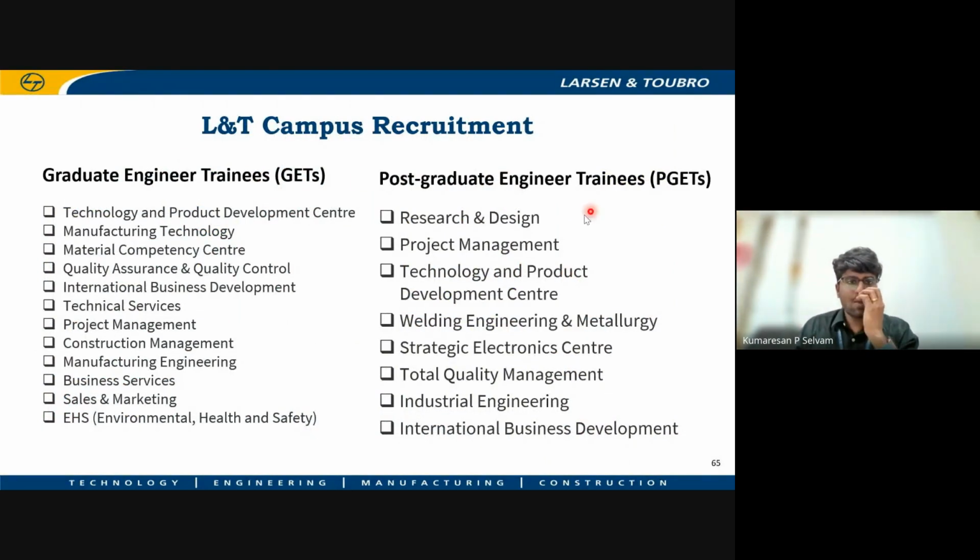And coming to campus recruitment, L&T takes GETs and PGETs. GETs are those who have completed bachelors in engineering. There are various opportunities in L&T Construction. Once they come for campus recruitment, they will take you either as a GET or as postgraduate engineer trainees, those who have completed masters. These are just a glimpse of some departments where you will be taken, but there are lots of departments where we will be recruiting candidates.